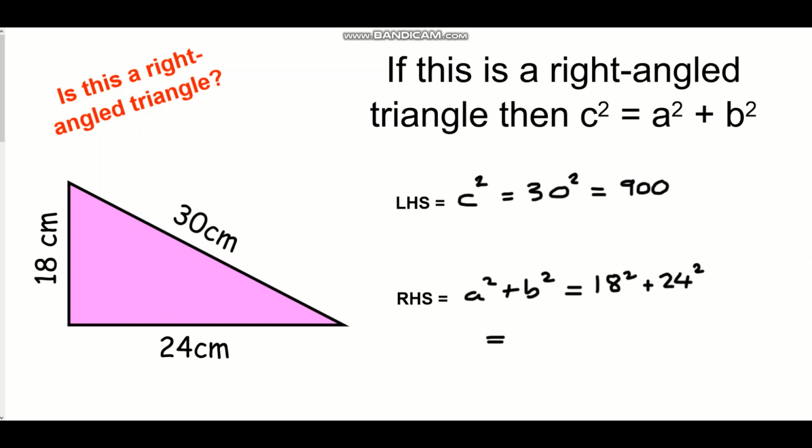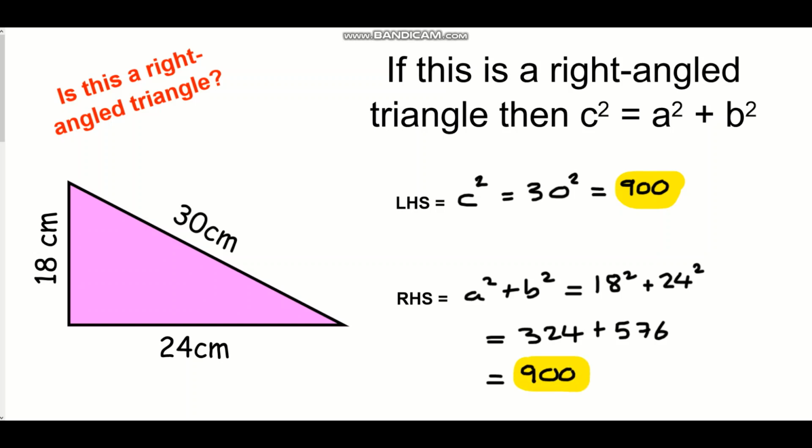That's equal to 324 plus 576. If you add those two numbers together, you get 900. So as you can see here, my two answers, my c squared, which is 900, and my a squared plus b squared is also 900.